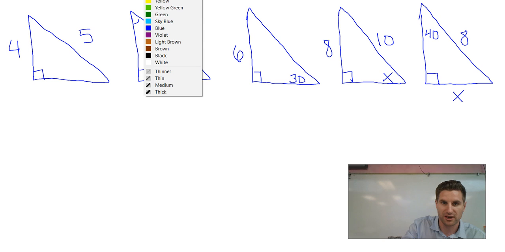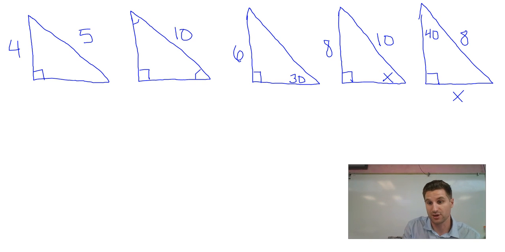So I'm going to pick a different color here, and let's go ahead and see what I would use for which. Let's go ahead and start here. 4 or 5, how do I find this missing piece? Okay, well, the answer to that would be Pythagorean theorem. So we're going to set this up as 4 squared plus x squared equals 5 squared.